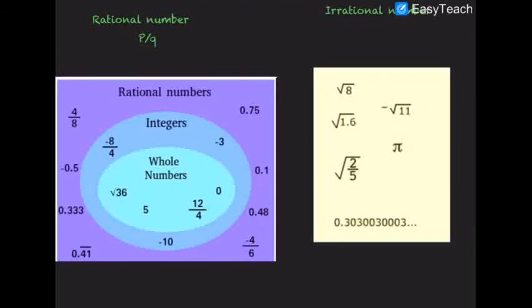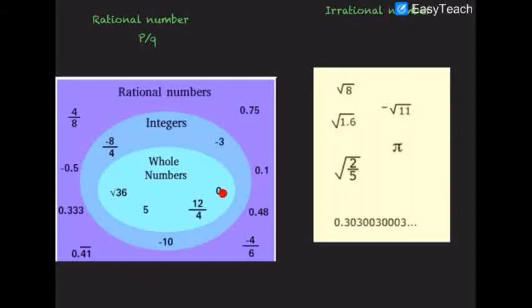So we are going to discuss what irrational numbers and rational numbers are. All the fractions that can be represented in the form p by q come under rational numbers, and integers, whole numbers, natural numbers, everything comes inside rational numbers. You can see 4 by 8 can be used in the form of p by q, and can be shortened to 1 by 2. So it is a rational number. And 0.75 is terminating, so it is a rational number.